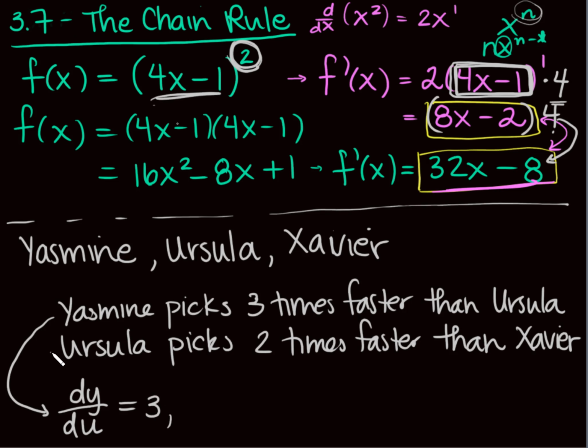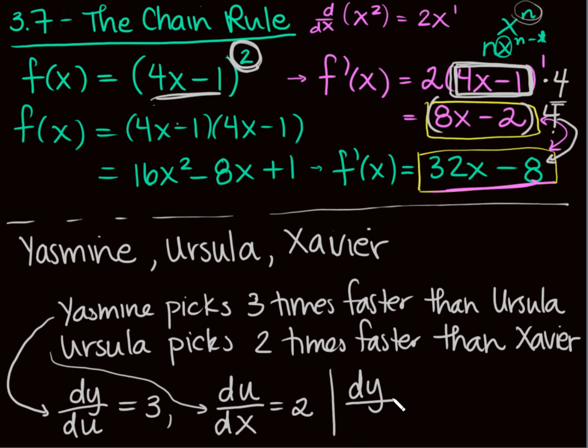And then if I think of Ursula now, that would be du. The rate of change of Ursula is 2 times faster than Xavier, so dx. The rate at which Ursula picks apples with respect to how fast Xavier picks apples is going to be 2. It's 2 times what Xavier does. So what if I wanted to know the rate of change of Yasmin? How fast does Yasmin pick with respect to Xavier? That's the question here.